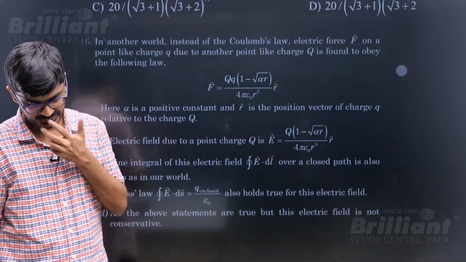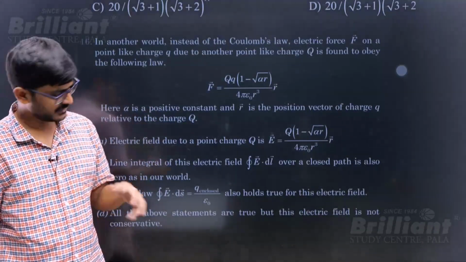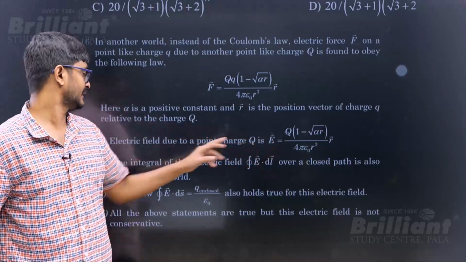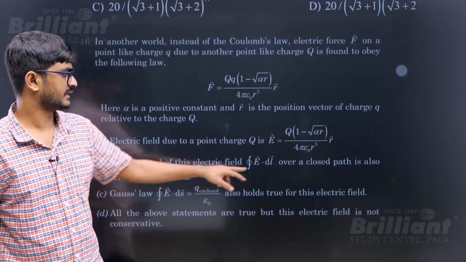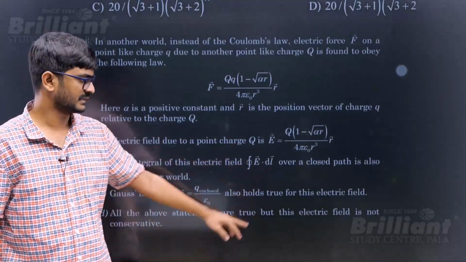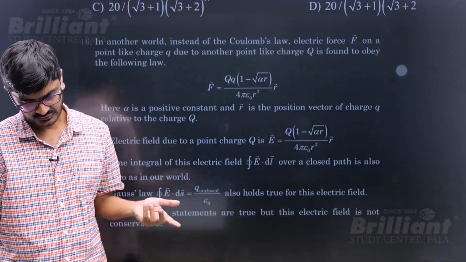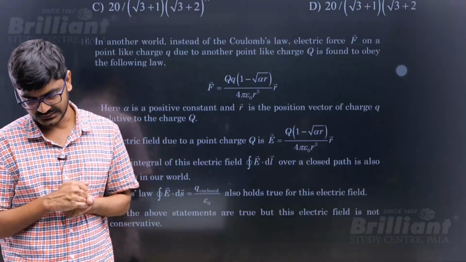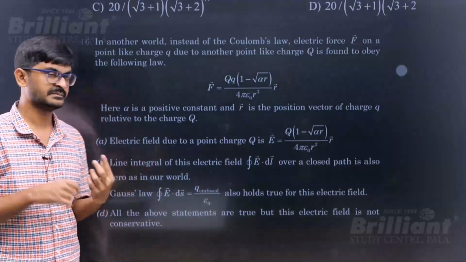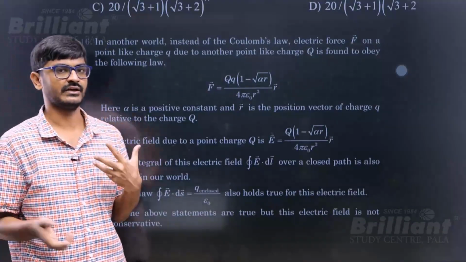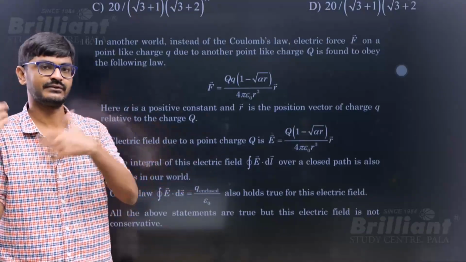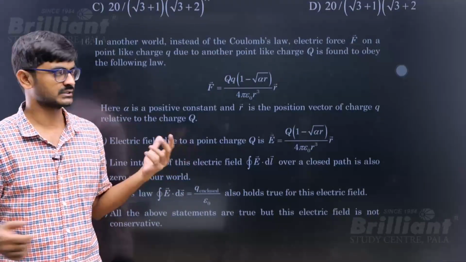So if B is correct, then D is going to be wrong. If the integral in a closed loop is 0, it is a conservative force. But in option D, they are saying it is not a conservative force. So option D is going to be wrong. Now option C is going to be wrong because Gauss law and Coulomb's law are equivalent to each other. That is, only when the force is inverse square in nature will Gauss law be valid.